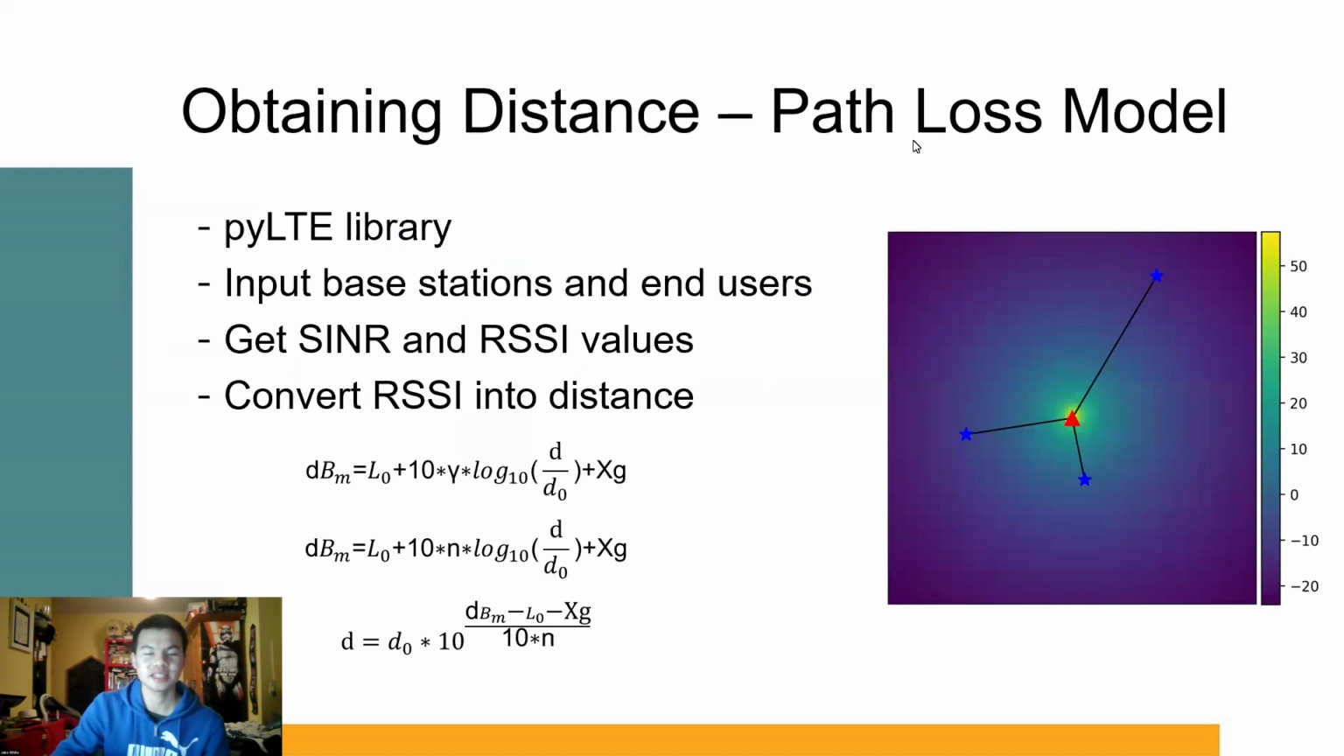So how do I get the distance for trilateration? I'm using a path loss model. I'm doing this by using the PyLTE library, which allows me to input coordinates for the base station. This would be the phone, and then the coordinates for the end users, which are the receivers, the reference points I was mentioning earlier. And this will give me out the SINR and RSSI values, which are the signal to interference and noise ratio, and the received signal strength indicator. Then I can use the path loss model to convert the RSSI value back into distance. And these will give me my distances, as I said earlier.